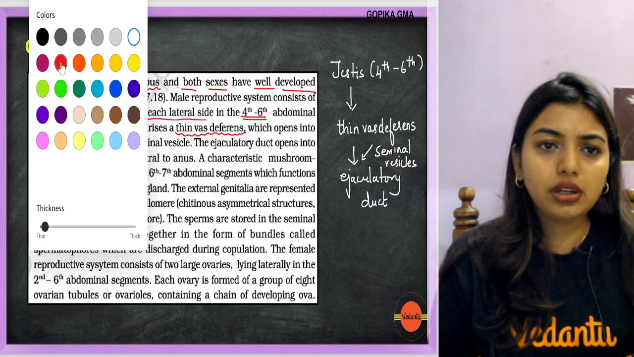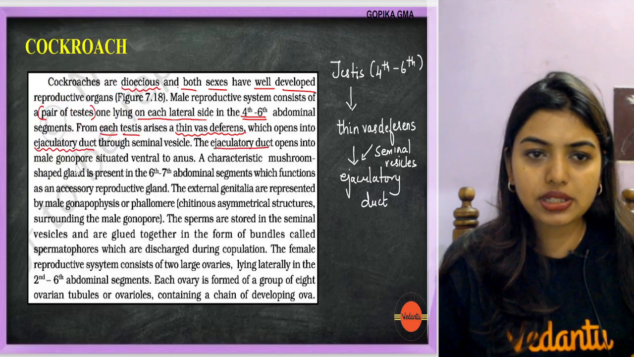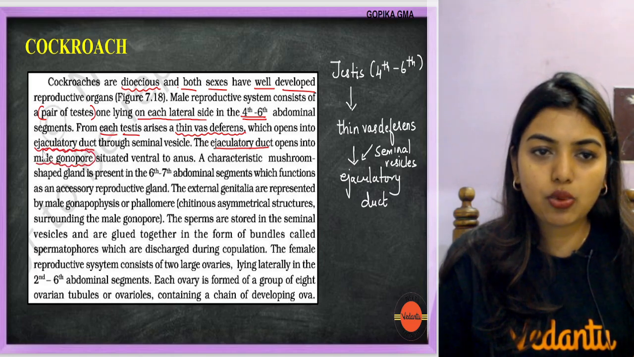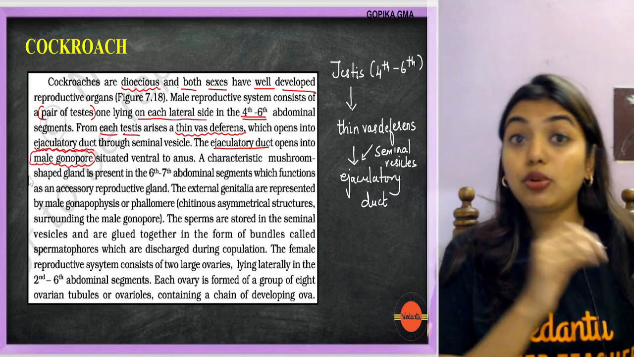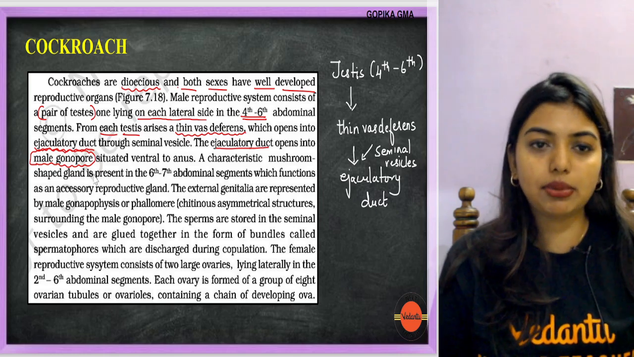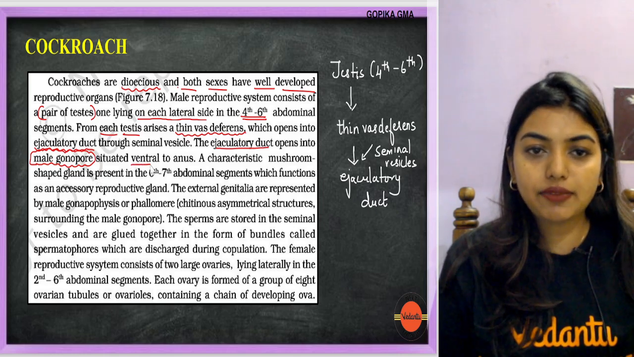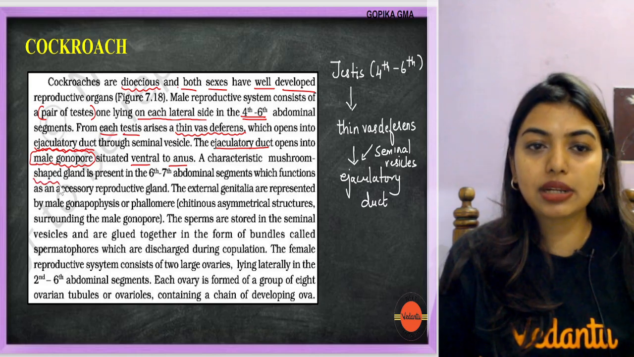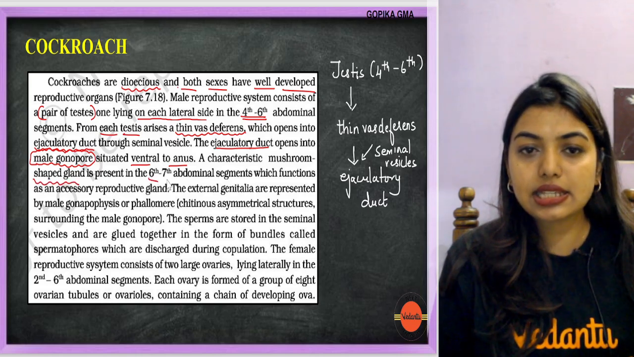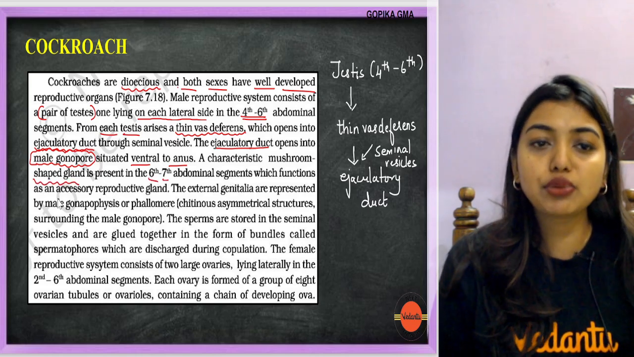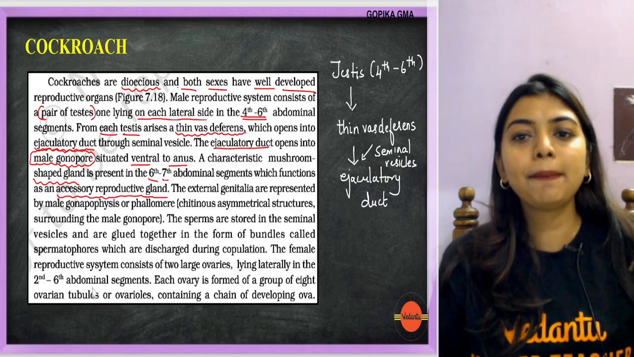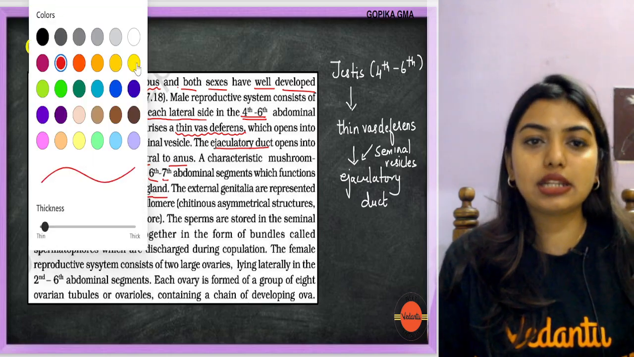Now look here, the ejaculatory duct opens into a male gonophore. This we had spoken about when we spoke about the brood pouch, right? Like the genital pouch. The male gonophore is situated ventral to the anus. Now, a characteristic mushroom-shaped gland is present in the 6th and 7th abdominal segments, which functions as an accessory reproductive gland. There's going to be a mushroom gland present.